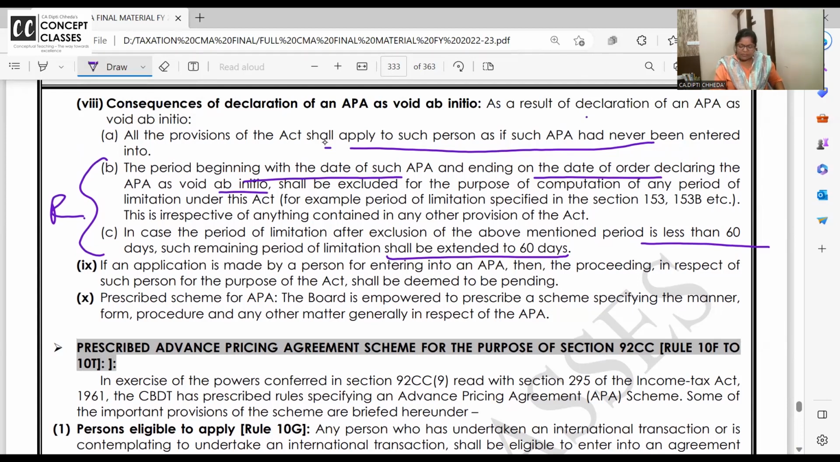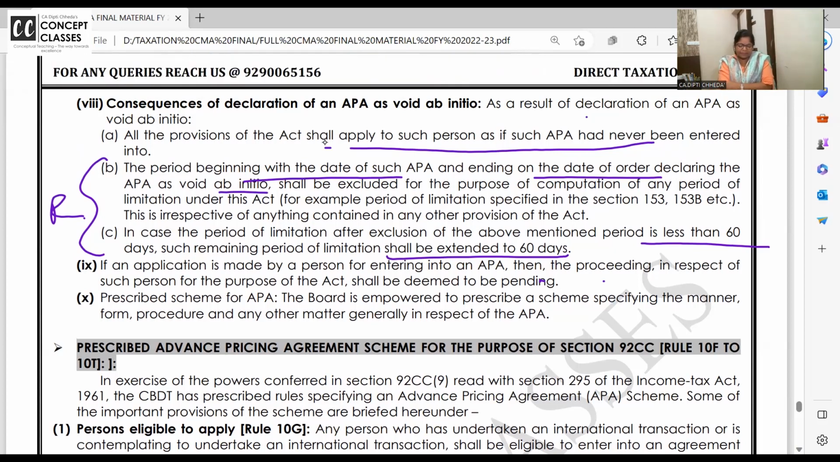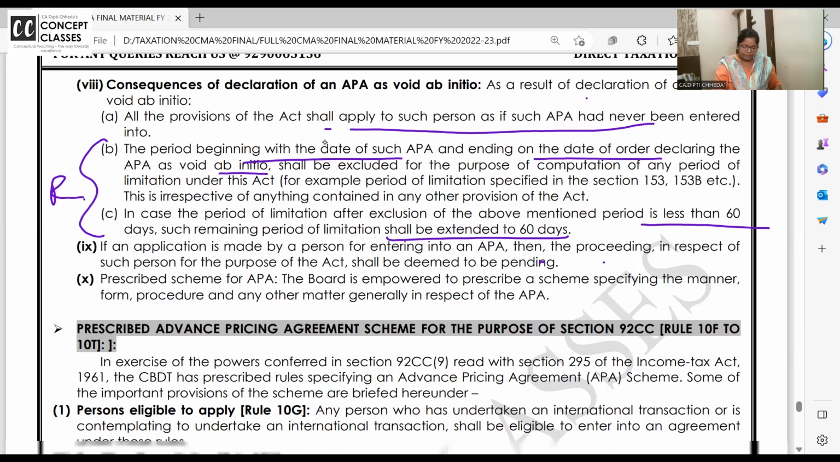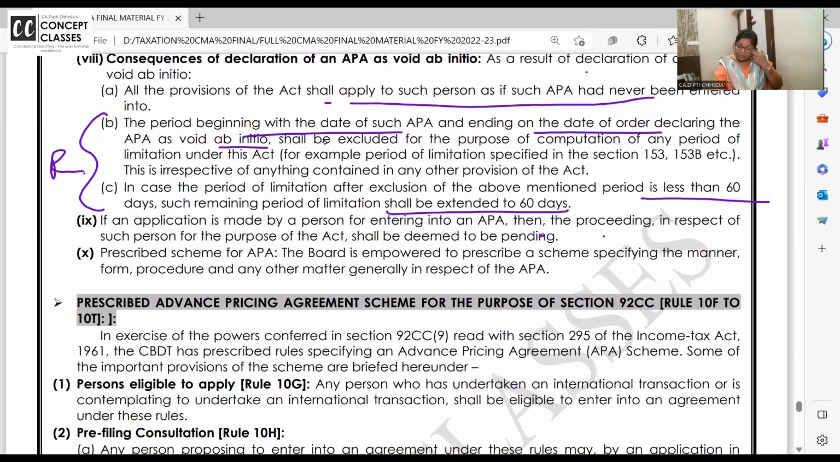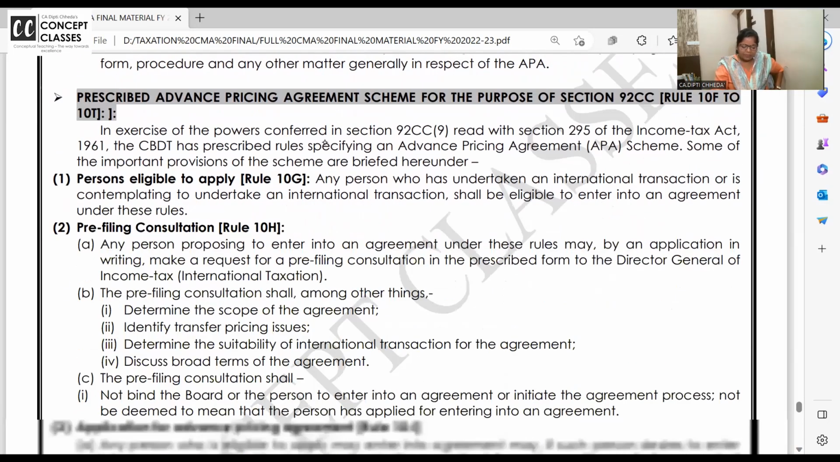If an application is made by a person for entering into an APA, then the proceeding in respect of such person for the Act shall be deemed to be pending. Okay. The board is empowered to prescribe fees and all. Okay, this is routine, nothing more.